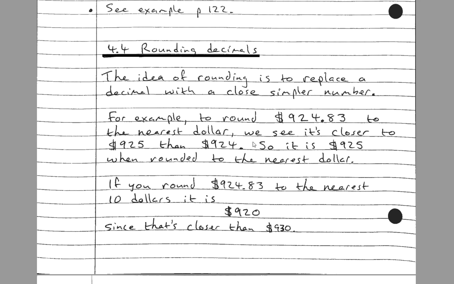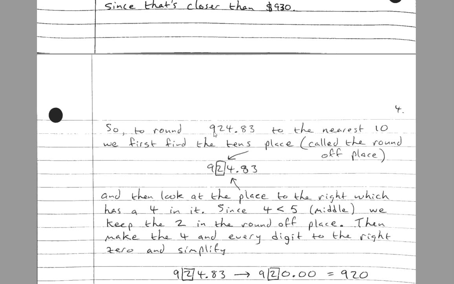All right, so I hope you get the idea. Let's forget about the money and look at a general decimal, the same number. Another way to think about it, to round this number to the nearest 10, we first find the tens place. That's called the round off place. Here we have ones, tens, hundreds. We're rounding to the nearest 10, so we find the tens place.